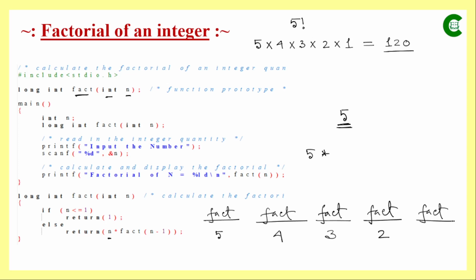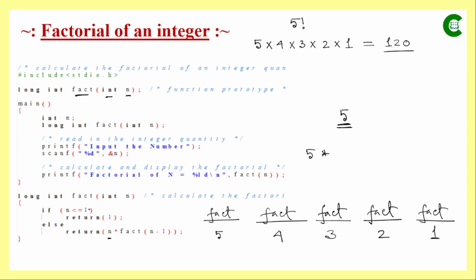In this next fact function call, the input argument value is 1 and it will come to the if part, and this time the condition of the if statement will be true because n is equal to 1, and it will return 1 without calculating anything. The output of that function call will be 1, but where will that output be returned? To the place from where it was called.